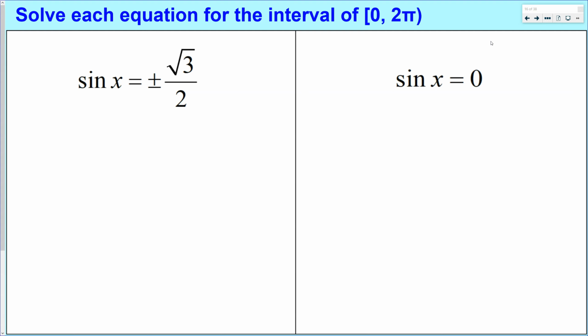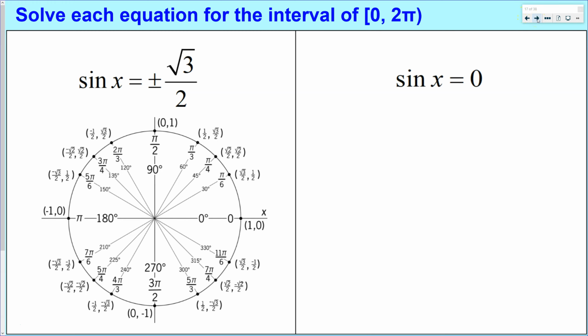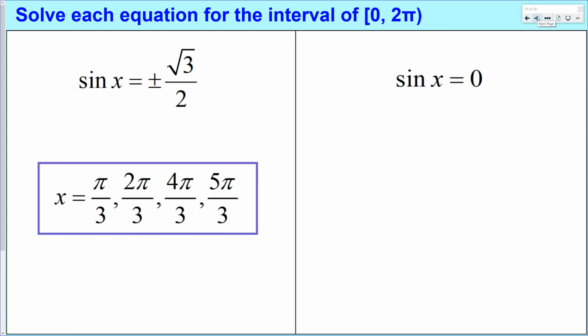What angle will give you either positive or negative square root of 3 over 2, or what angle will give you a sine value of 0? So this one, again, it's really good to have a unit circle memorized or out, and we want to find all the places where the sine value is square root of 3 over 2 or negative square root of 3 over 2. You'll notice that that occurs in 4 different locations, and we just want to run by all 4 of those locations. Are all 4 of those locations within this interval? They are, so we would just simply list them all out. There's 4 answers to that question.